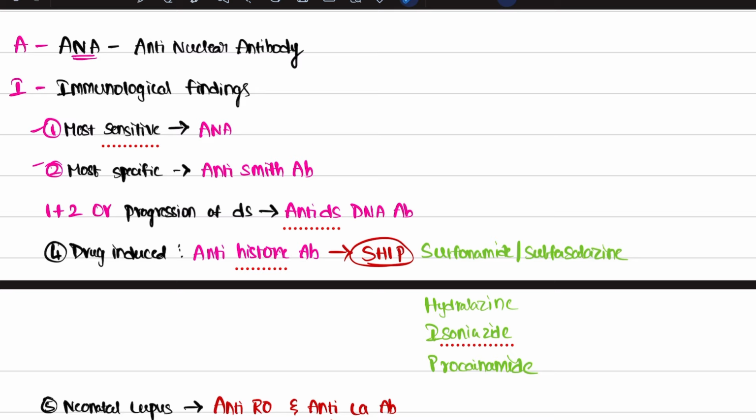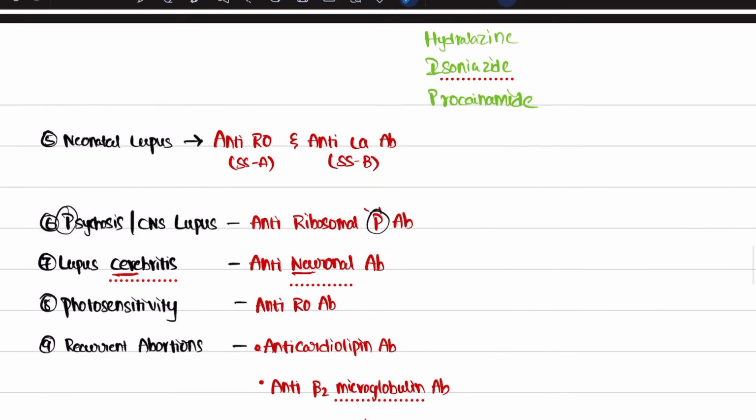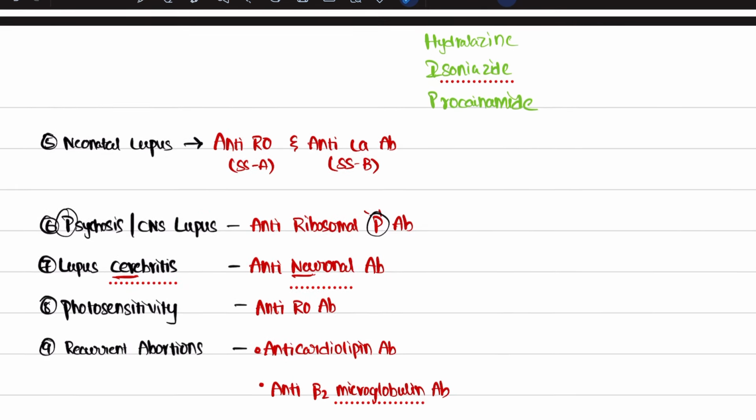So the most sensitive antibody is anti-nuclear antibody. ANA is most sensitive, anti-Smith is most specific, progression of disease is anti-dsDNA antibody, and for the SHIP drugs causing SLE, the associated antibody is antihistone antibody. And neonatal lupus is Ro-La, crying. Most of the crying is seen in neonates.